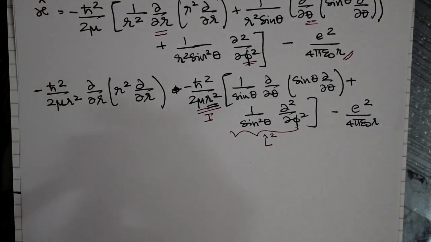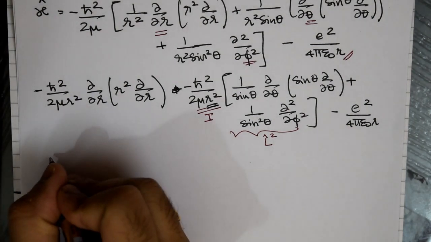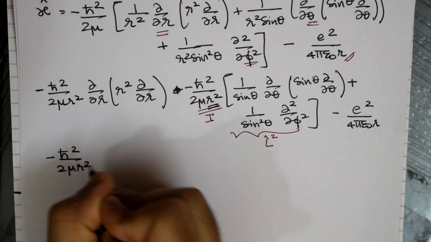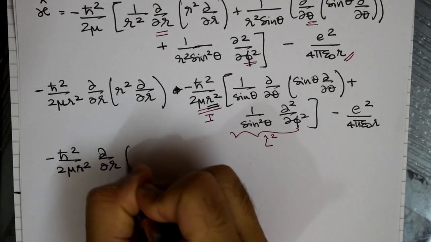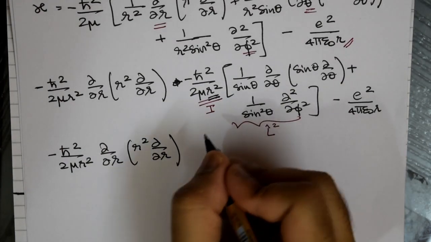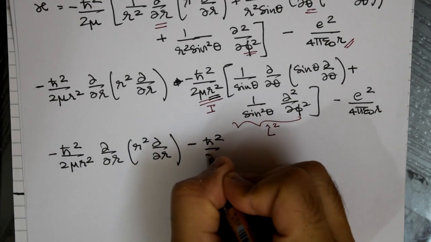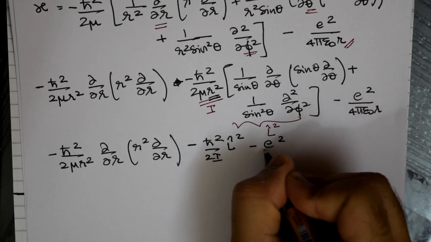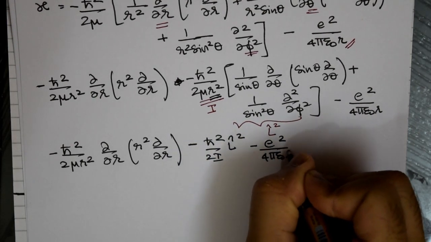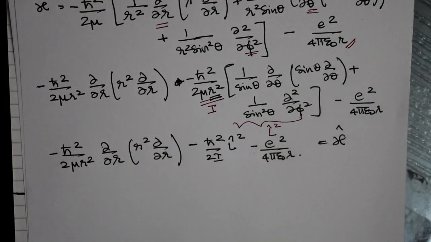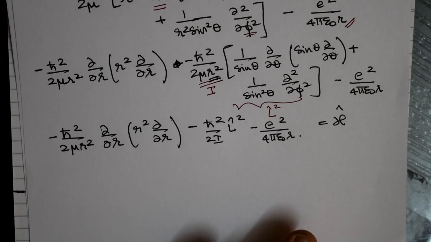So therefore the Hamiltonian gets reduced into the form minus h cross square by 2 mu r square dou by dou r square dou by dou r, minus h cross square by 2i L cap square, minus e square by 4 pi epsilon naught r. So this is the full-blown Hamiltonian for the hydrogen atom problem.